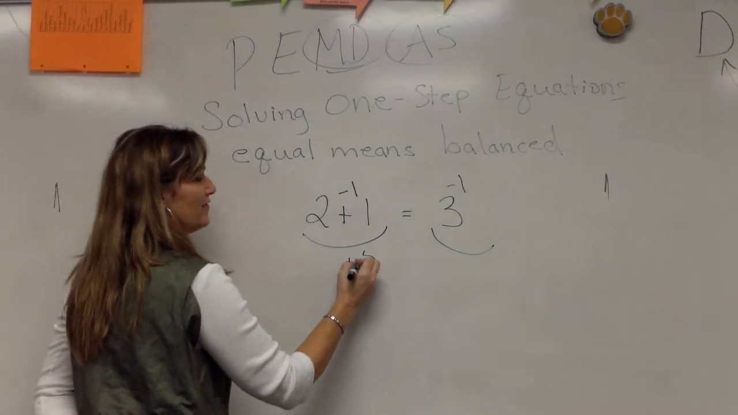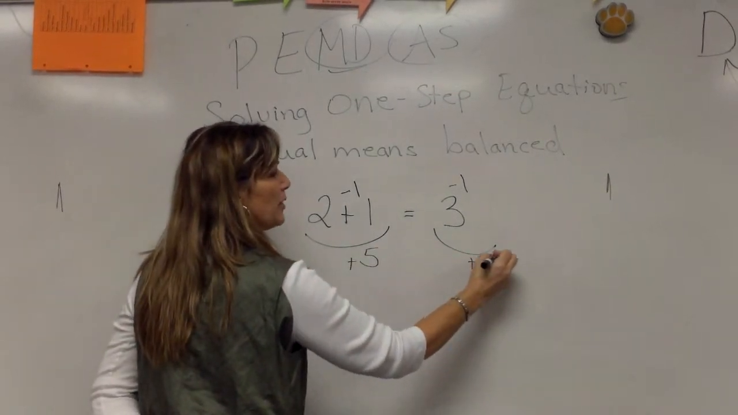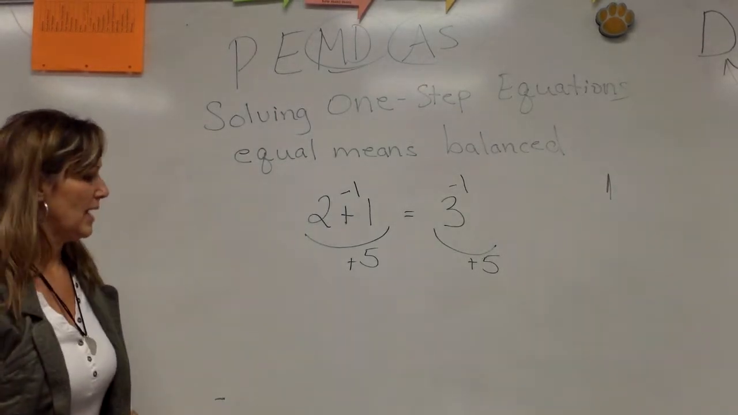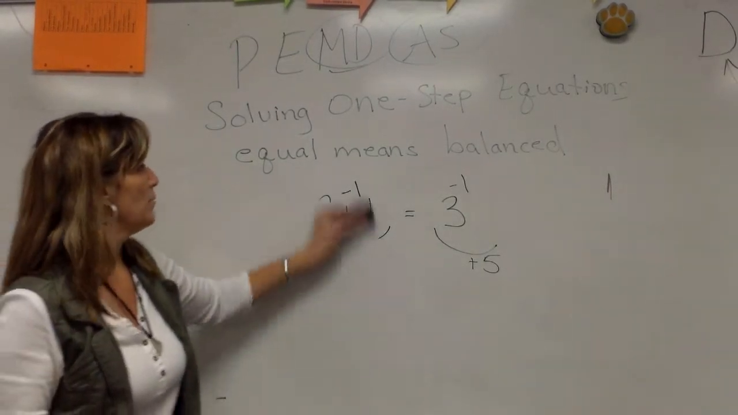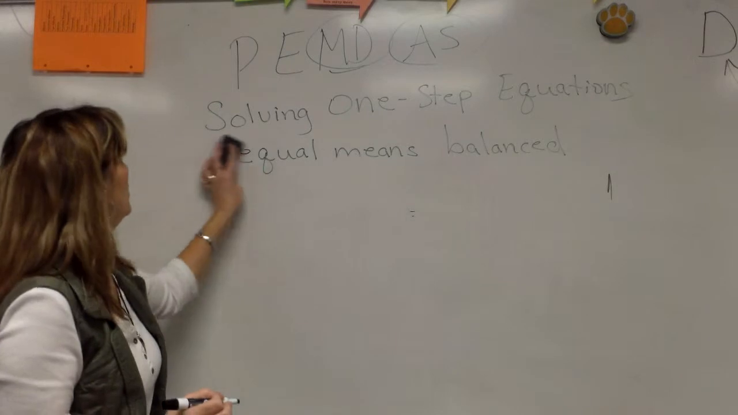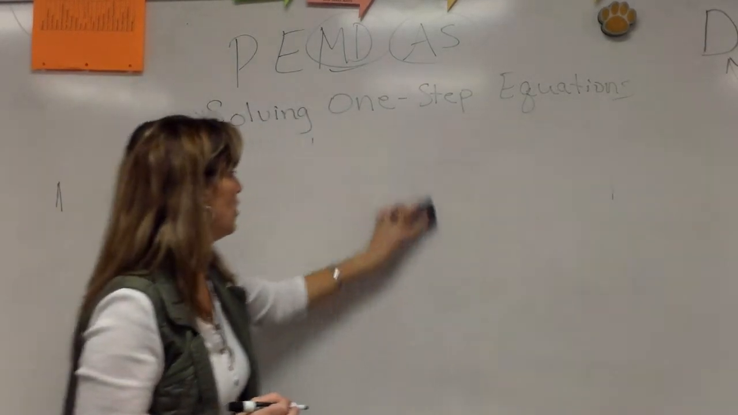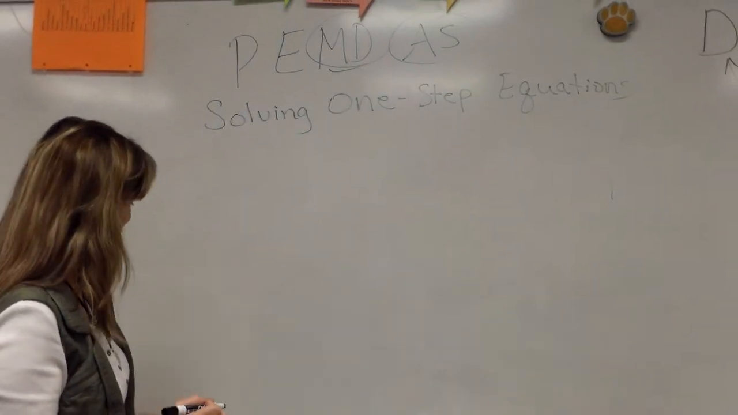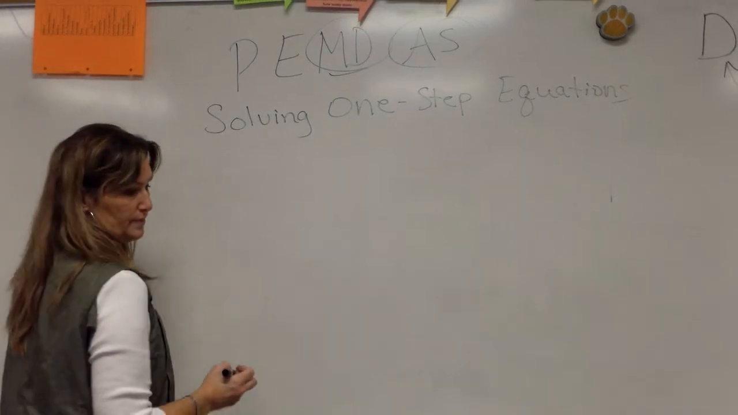If I'm going to add 5, I would have to add 5 to both sides to keep it balanced. Again, we need to know that before we start working on our solving equations. You also need to make sure that you've reviewed over your integer rules.